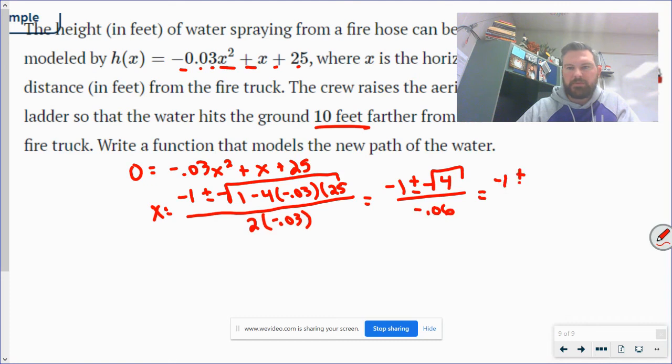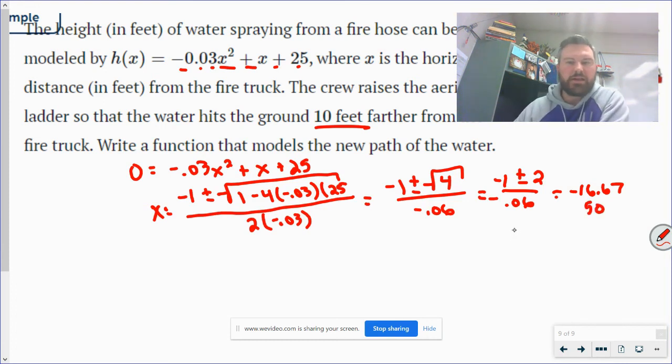So this is negative 1 plus or minus 2 over negative 0.06. So you get negative 1 plus 2 divided by negative 0.06, which gives negative 16.67, which you can't have. Negative 1 minus 2 divided by negative 0.06 is 50. Okay, so right now, the water is hitting the ground at 50 feet.